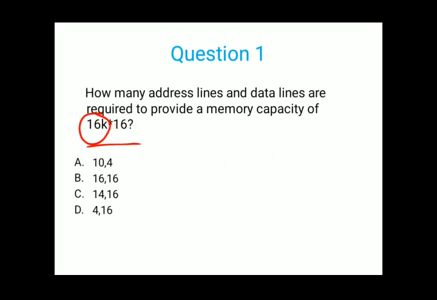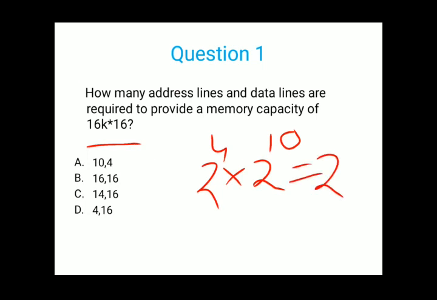16K means 2 raised to power 4 into K, where K means kilo, 2 raised to power 10. So here in this case this is 2 raised to power 14. So the bits used for the address lines are 14, and for the data lines the bits used are 16.